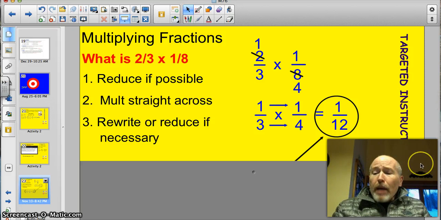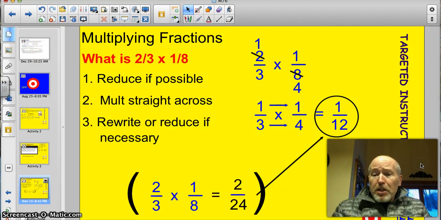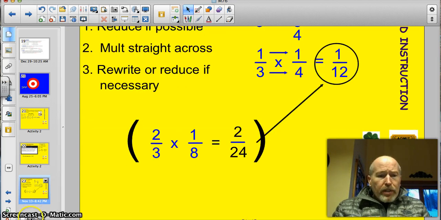I want to show you what would happen if you didn't reduce up front. It still works. Let's just say you didn't catch that 2 and 8 were both divisible by 2. You just multiplied straight across. 2 times 1 is 2. 3 times 8 is 24. You've got 2/24. You can reduce that, if you divide them both by 2, to 1/12. So you're going to get to your answer. It just depends upon when you reduce. I tried to do it up front, the first step, and I always check at the end too, just to make sure. Okay? All right, let's move on to another example.